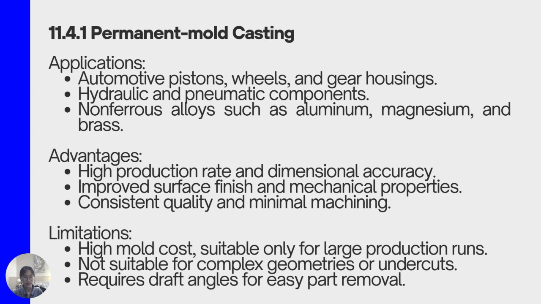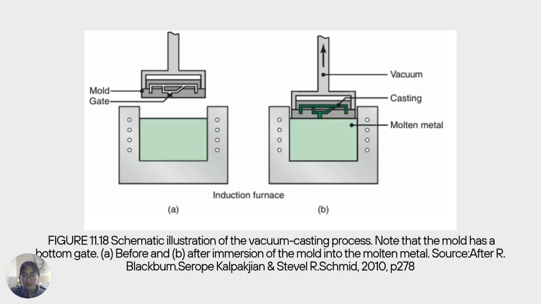This rapid cooling produces a fine-grained, dense structure with good surface finish and high dimensional accuracy. Permanent mold casting is ideal for non-ferrous metals such as aluminium, magnesium, and copper alloys. It's commonly used for medium to high volume production of parts like pistons, wheels, and gear housings. The main advantages are consistent quality and good mechanical properties, while the limitations include high mold costs and design restrictions for complex shapes. This is a schematic illustration of the vacuum casting process.